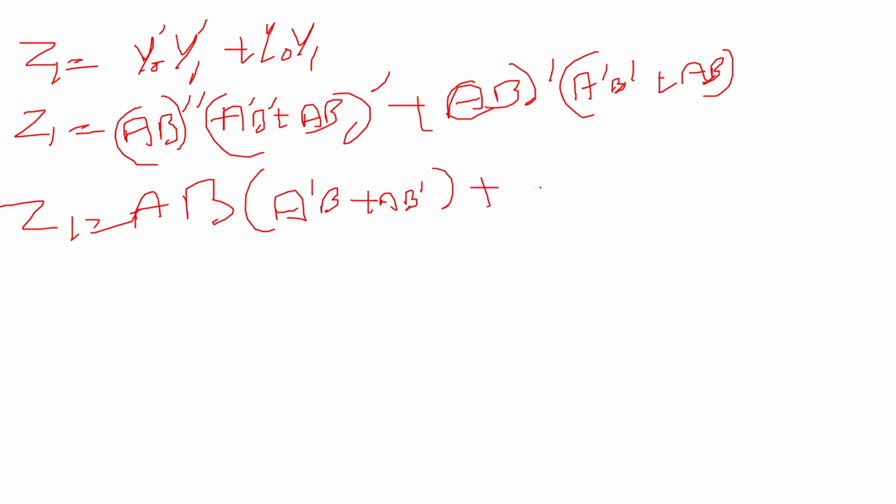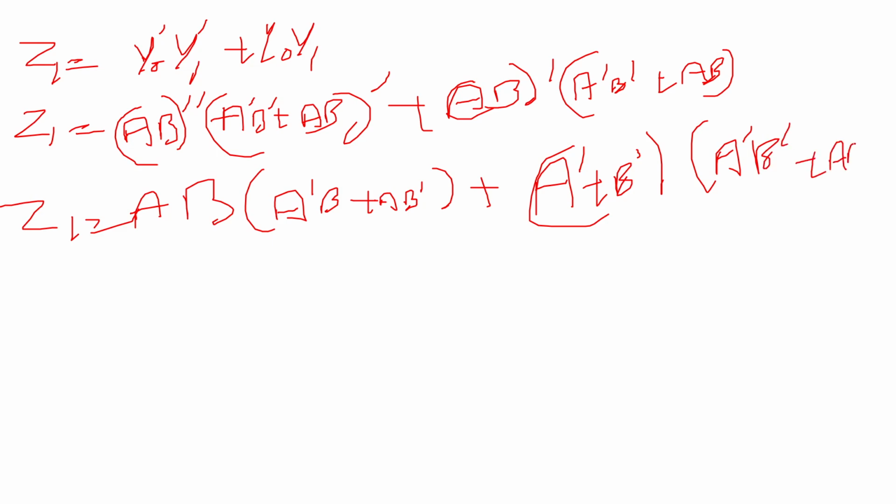this thing. This thing you can break it like this: a complement plus b complement using De Morgan's law, and inside you will just write it like this. So why I'll break it, I'll just show you, because a complement, so a complement this is a complement b complement b, yeah. So I'll just write down like this.